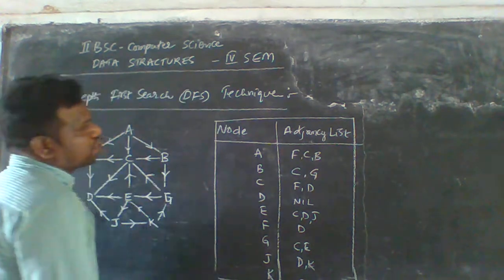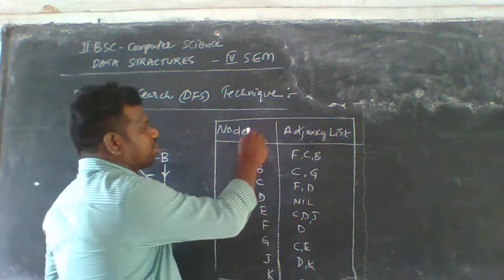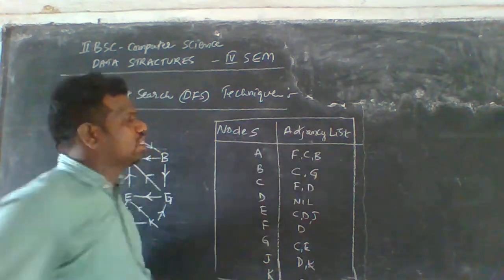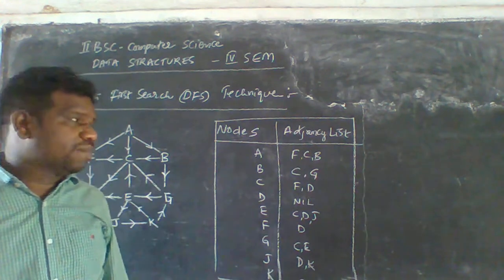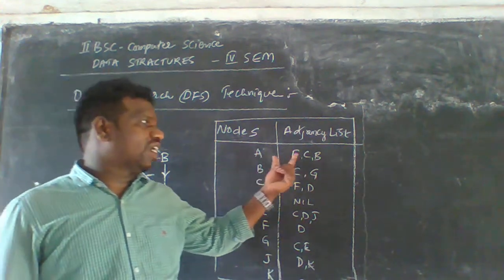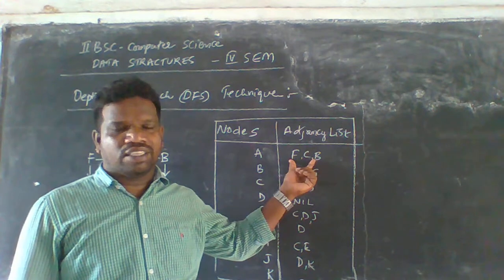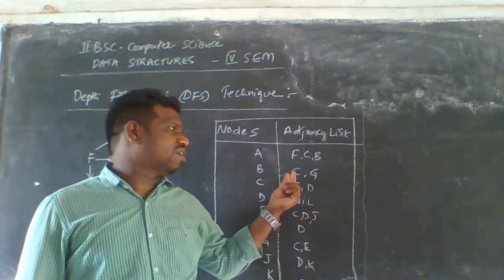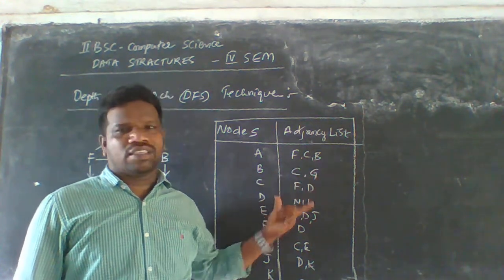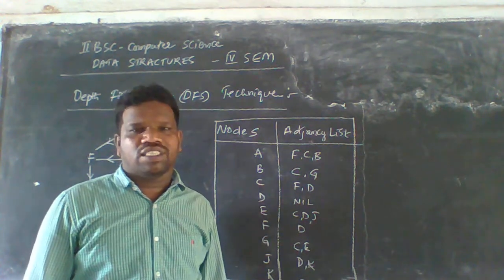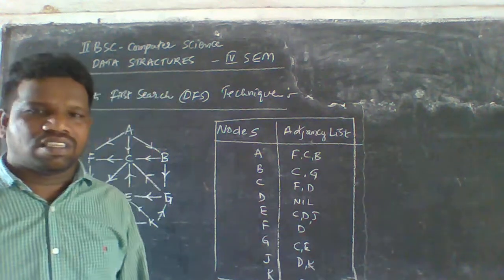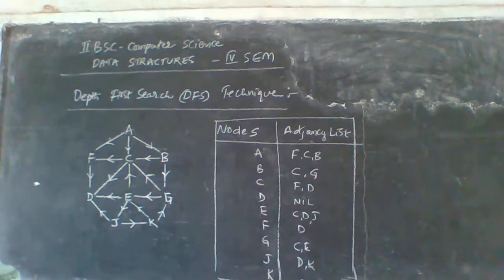Okay, so these are called nodes, and this is called an adjacency list. The adjacency list can be taken from the out degrees. From A there are 3 out degrees, and from B there are 2 out degrees available here. So this is called an adjacency list. An adjacency list can be made like this. So you have to copy that.